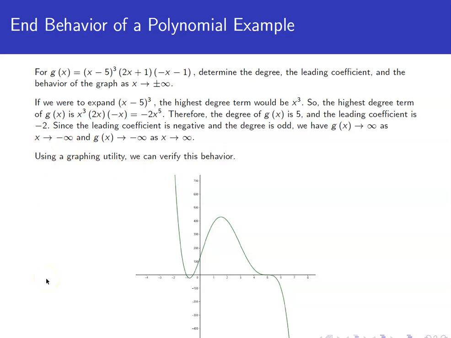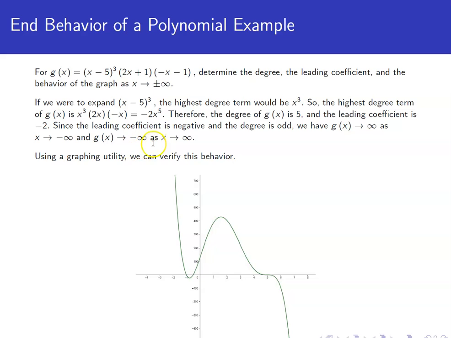So now we're able to analyze the end behavior, because since the leading coefficient is negative and the degree is odd, we know the left-hand side, the left tail, will go up to positive infinity, and the right tail will go down to negative infinity. So in symbols, we would write g of x goes to positive infinity as x goes to negative infinity. So again, as we get larger and larger negative x values, we get larger and larger positive y values.